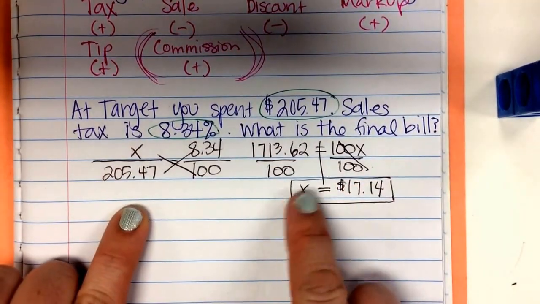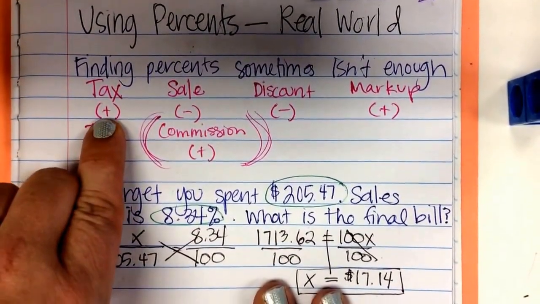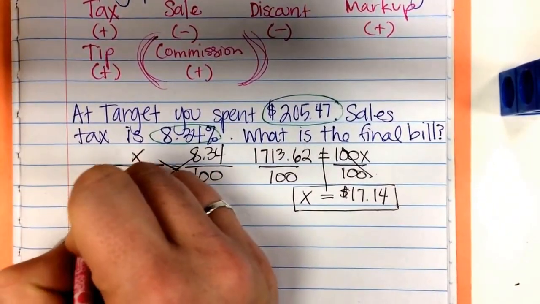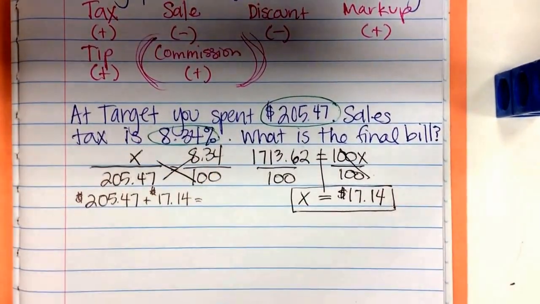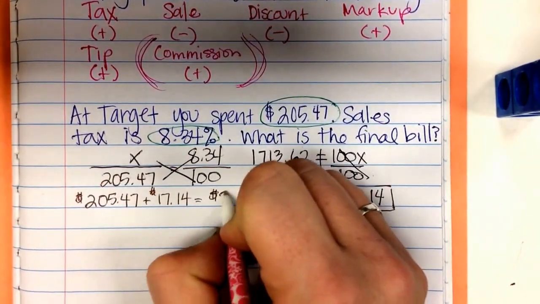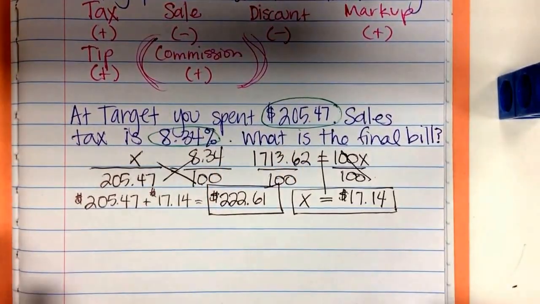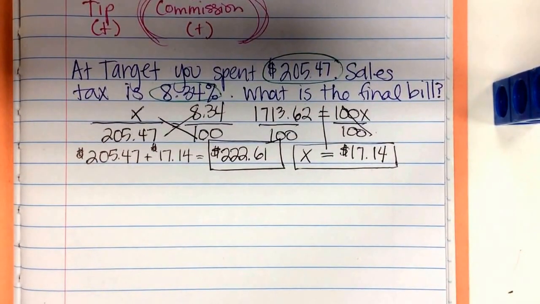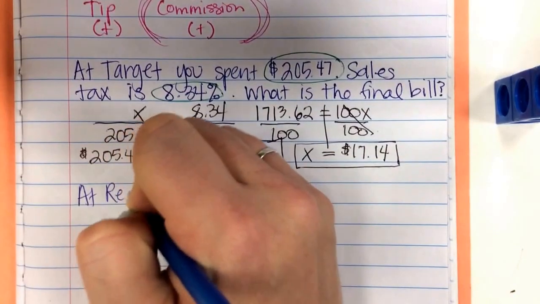I have to take this answer now, real world problems, I have to take that percent and add it in. Because tax gets added. Tax makes it bigger. So $205.47 plus $17.14. What's my bill? $222.61. Do I have enough money if I had $250? Let's do another one.